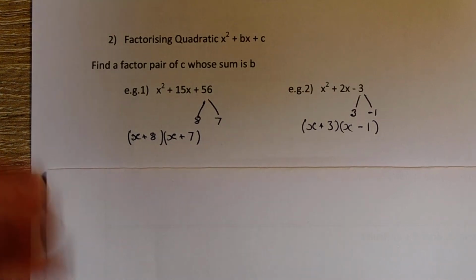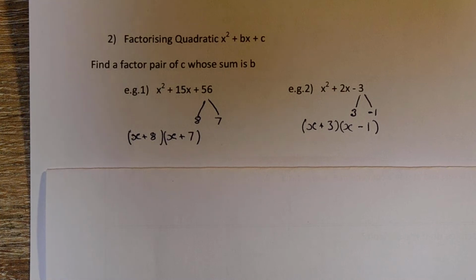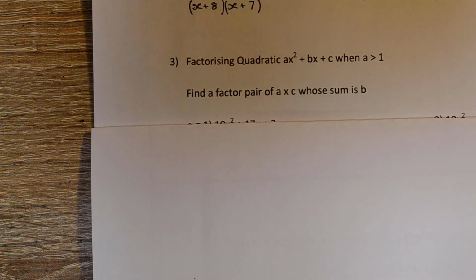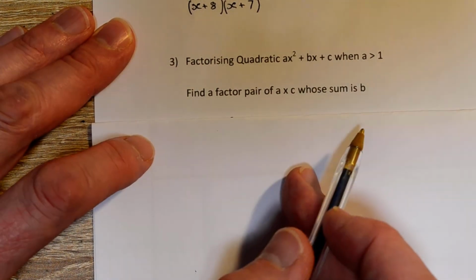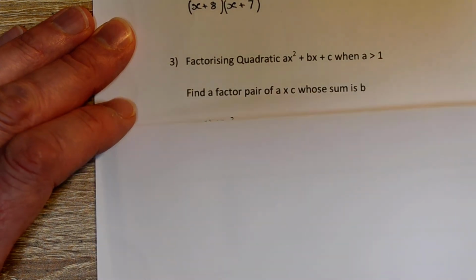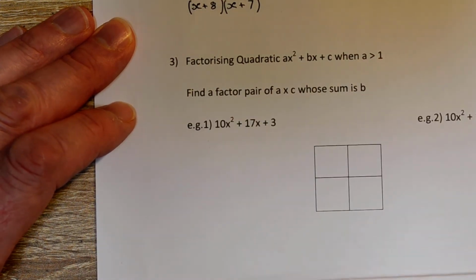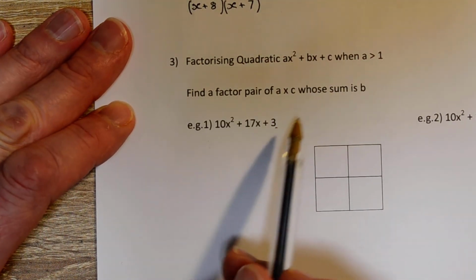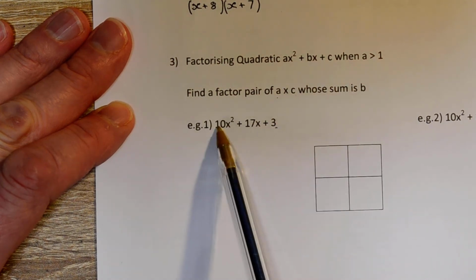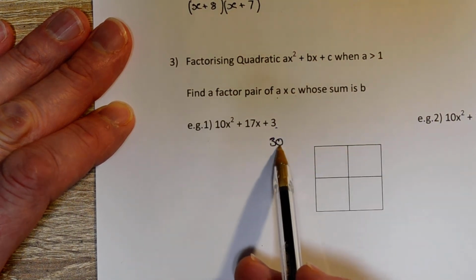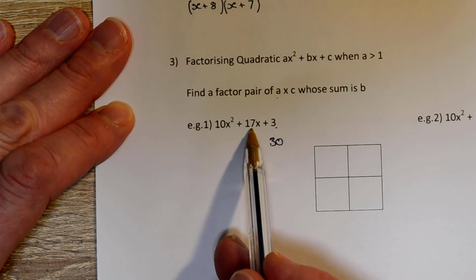Right, now we're ready to factorise a quadratic where the coefficient of x squared is an integer greater than 1. And the way to do this is to find a factor pair not of c but of a times c whose sum is b. We'll have a look at how to do that. And we do it using a grid. So for our first example, we can see our value of c is 3, so a times c is 10 times 3. And what we're looking for is a factor pair of 30 whose sum is 17.